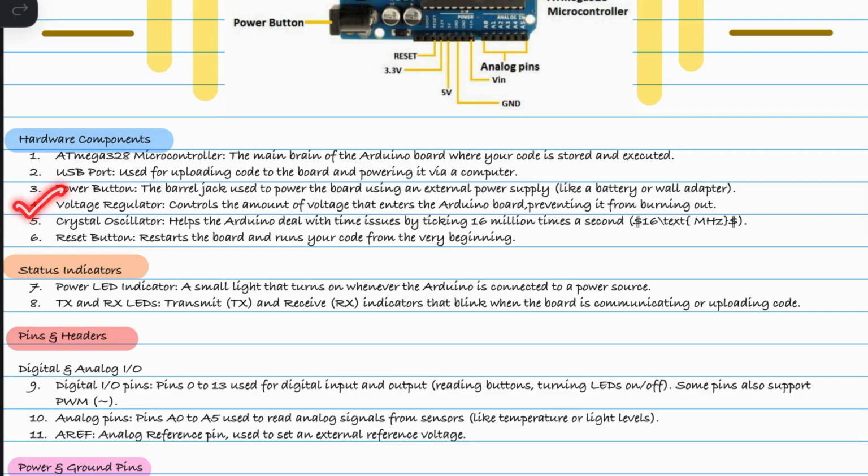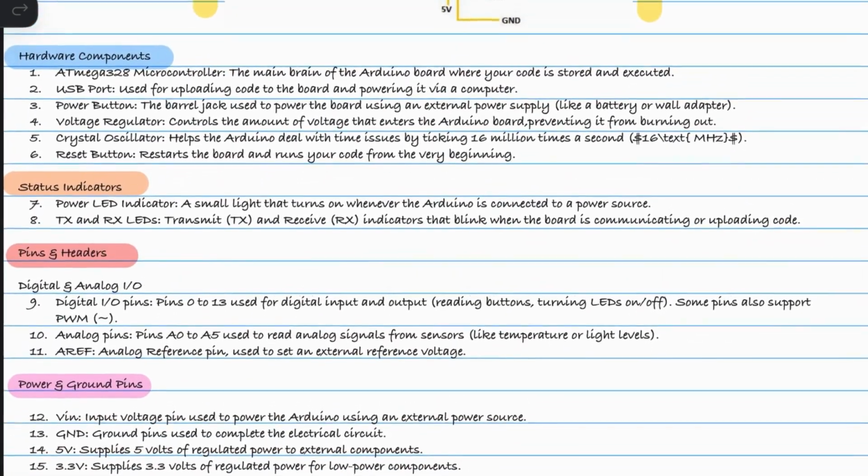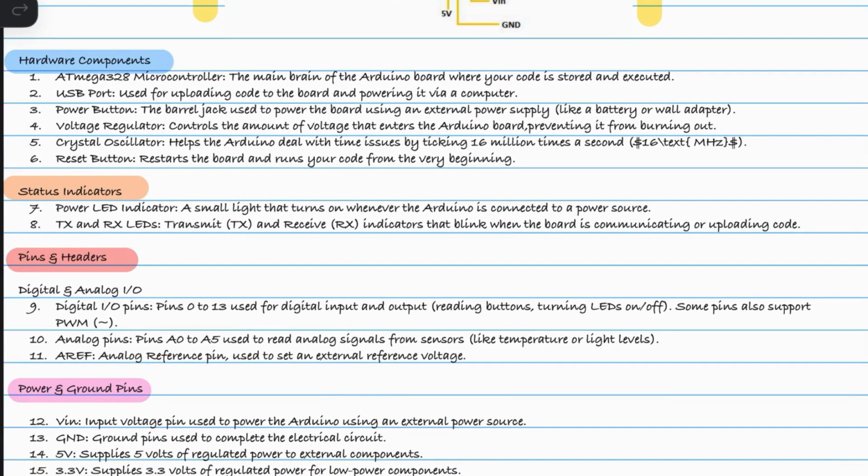Then we have the voltage regulator. An external power source can fluctuate dangerously. If a battery surges and sends 12 volts directly into the delicate ATmega chip, you will instantly fry the silicon. So the voltage regulator acts as a shield, dropping and smoothing out the incoming voltage to keep it safe.